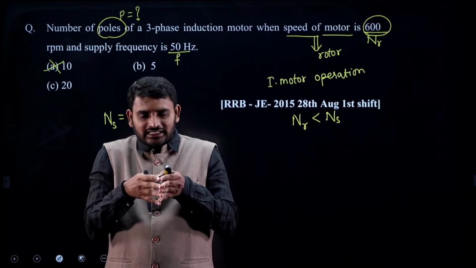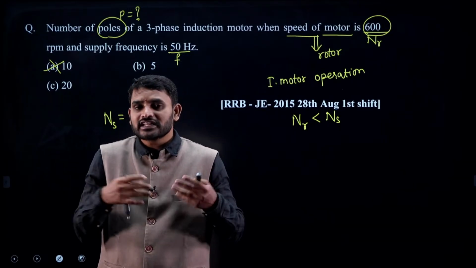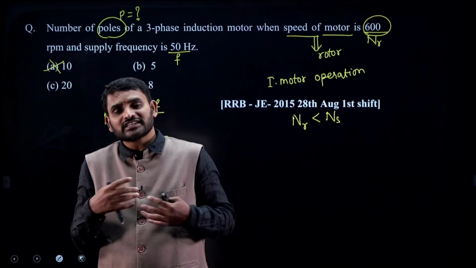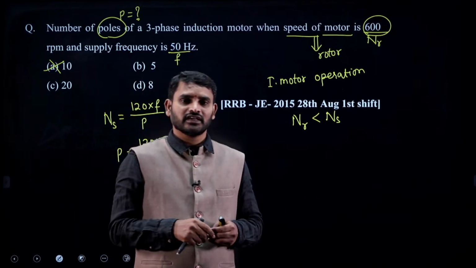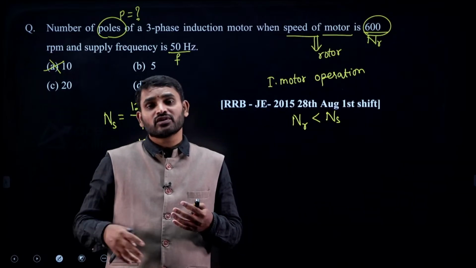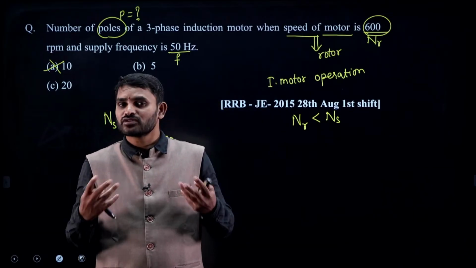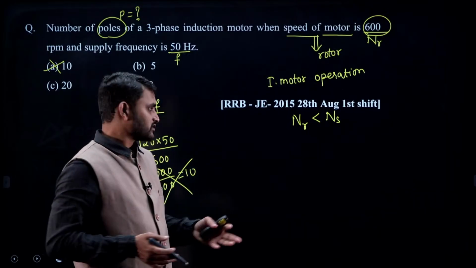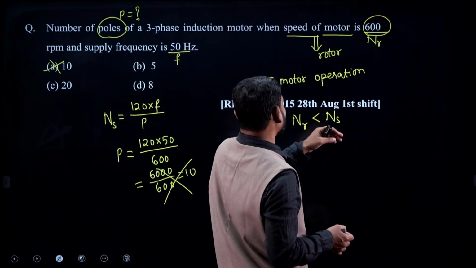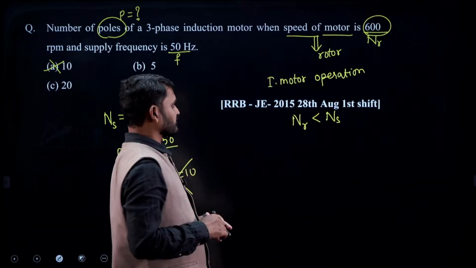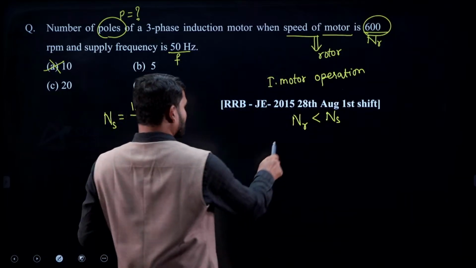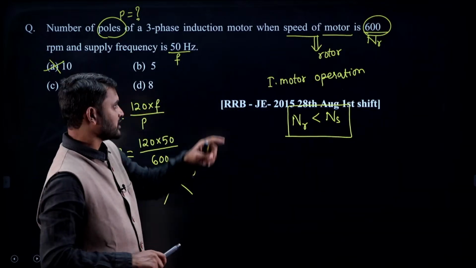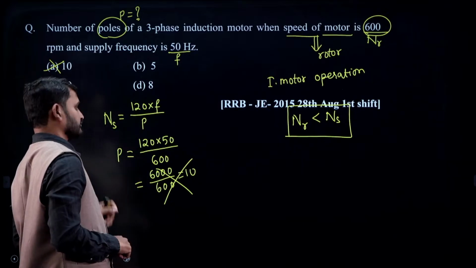Because if flux and conductor are both rotating at the same speed, there is no relative speed. If there is no relative speed, there is no flux linkage action. If there is no flux linkage action, there is no EMF. If there is no EMF, there is no current. If there is no current, there is no flux in the rotor, and hence no torque at all. So torque production fails. At Nr equal to Ns, induction operation fails. Rotor speed must always be less than the synchronous speed. Remember this point. So don't substitute 600 here.